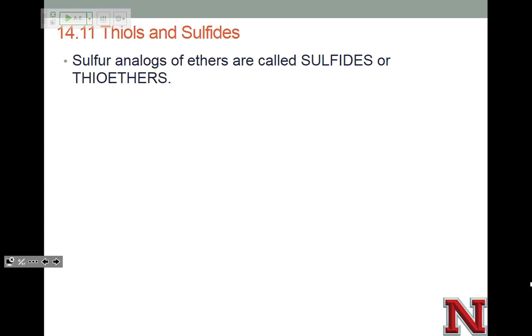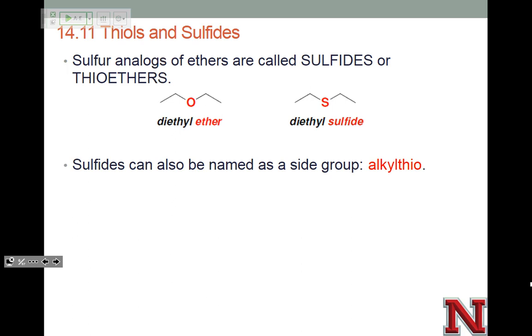One is an analog of an ether, called a sulfide, or a thioether. So what we see here, here's our ether. If this is a sulfur instead of an oxygen, it's a sulfide. Or you might hear thioether sometimes. So naming is very similar. If you're naming based on the really small sulfides, we have diethyl ether, this would just be diethyl sulfide. So very straightforward as far as naming is concerned.